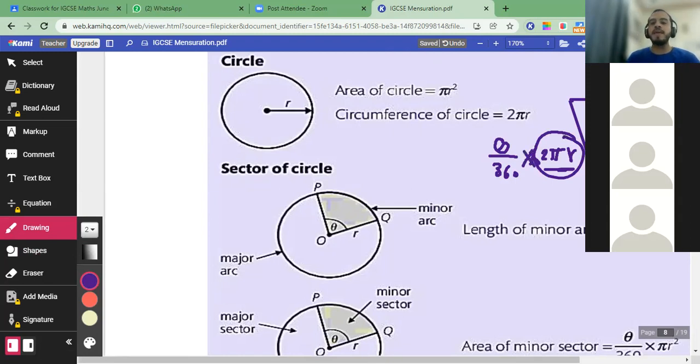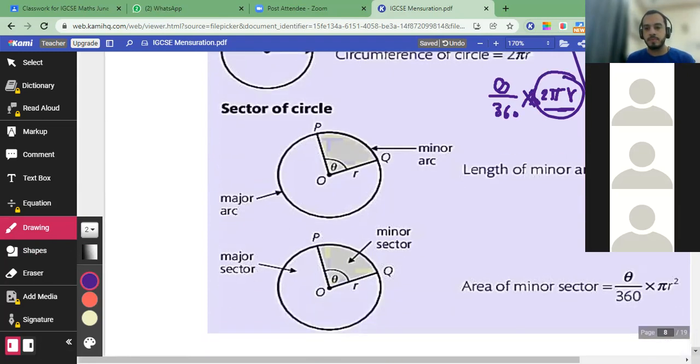طب لو عايز احسب الاريا، الاريا نفس الكلام، ثيتا over 360 times الاريا اوف سيركل اللي هي باي ار سكوير. يعني انت you memorize theta over 360. Either you multiply it by 2 by r, then you calculate the length, or you multiply it by r squared, you calculate the area.